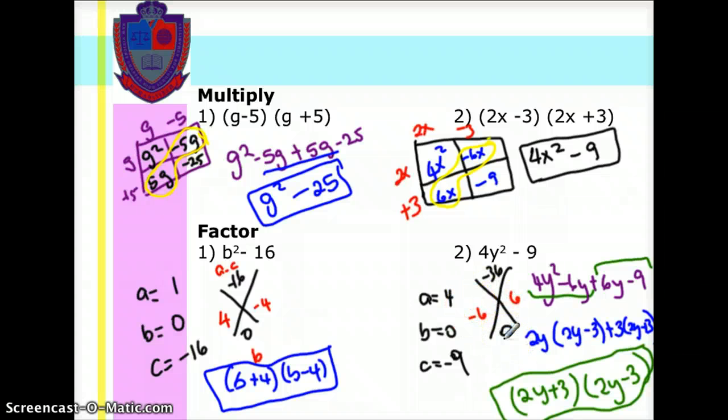Now be very careful. A is equal to 4, which means now I need to replace my B term. There was no B term, so I'm going to be inserting the negative 6y and the positive 6y here. And just like what we did before in previous lessons, we factor this out. You should have gotten 2y plus 3, 2y minus 3.